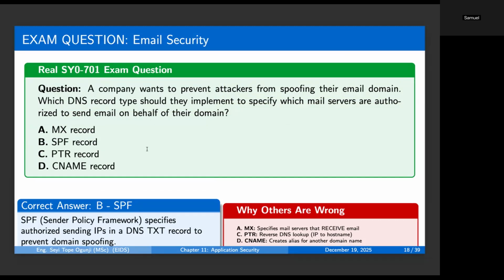Seeing S there, I will go for B. I believe S. Yeah, you're right. B, that's the Sender Policy Framework. With Sender Policy Framework, there is a specification of authorized sender IPs in the DNS text record. And this prevents domain spoofing. You are right. Thank you, sir.